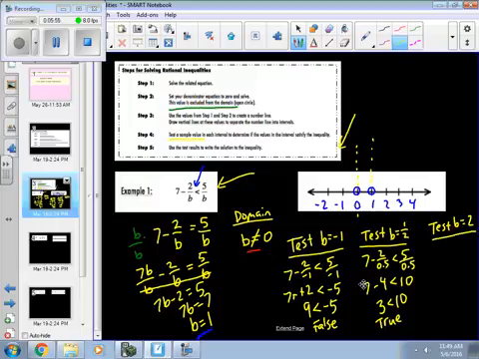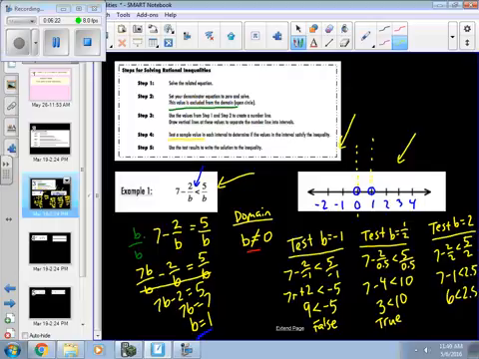Let's test 2, a point to the right of 1 in this region. So if we test 2 and put it in there, we got 7 minus 2 over 2 is less than 5 over 2. 2 divided by 2 is 1, so we got 7 minus 1 on this side is less than 5 divided by 2. Half of 5 is 2.5. So we get that 6 is less than 2.5. That is definitely false. So the only region that came out true was the one in between.